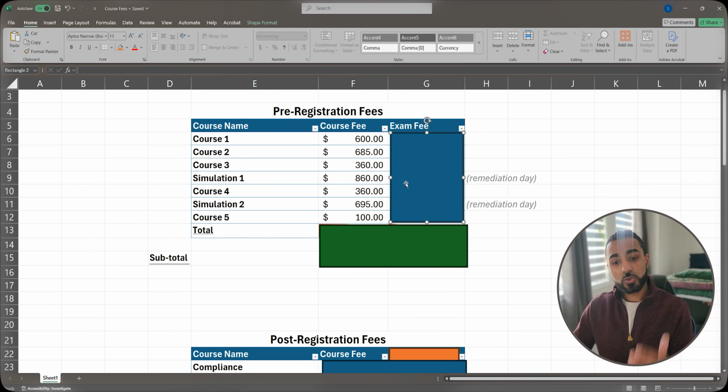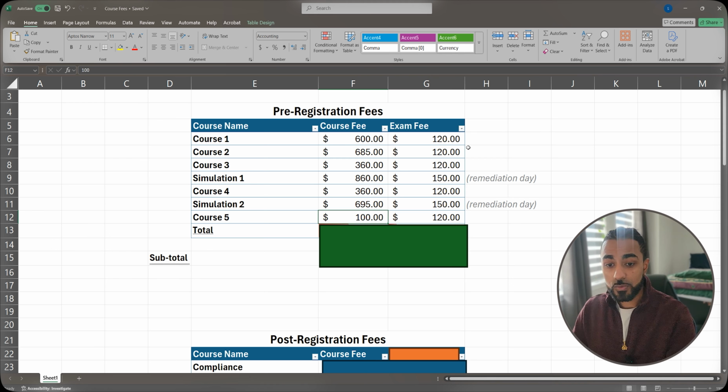So we take all those course fees, right? And we also take into account all of the different exam fees we have. They recently upped the prices, and so the exam fees now are about $120 per course, and the simulation days are about $150. Keep in mind, your simulation exam fee is already included in your course fee, right? So these ones over here are already included in there. These prices I have over here, the $150, these are if you fail the simulation.